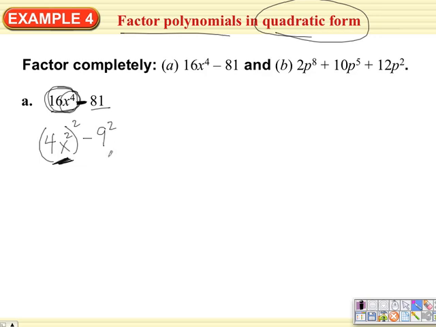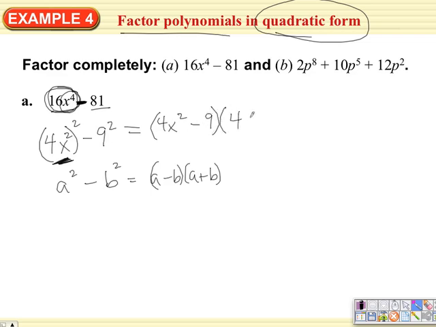Why did I write it like this? So that I know my A and my B. This is a difference of squares right here. All you're going to do now is use your A minus B, A plus B. So here we go. A is all of this right here, A squared, so A is 4x squared minus B, which is just 9. And then you got 4x squared plus 9.